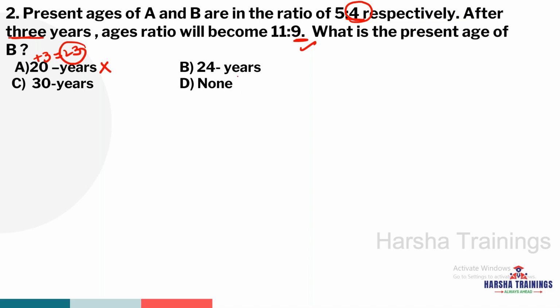And move on to the second option, 24. Is 24 a multiple of 4? Yes, 4 6s are 24. After how many years? 3 years. So 24 plus 3 is how much? 27. 27 is a multiple of 9. Yes, 9 3s are 27. That's why option B is the right answer. Is it clear, guys, all of you? Whether you use the shortcut method or the basic method, we'll get the same answer. But the basic and shortcut methods take at least 1 or 2 minutes, I think it's a waste of time, guys. Is it clear, all of you? Any doubts regarding the second question?